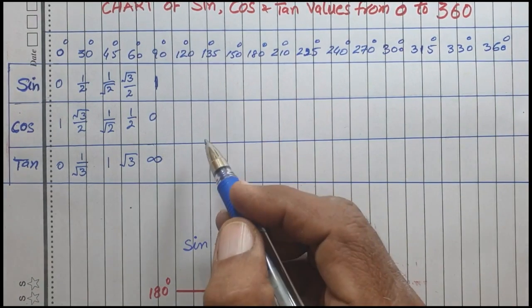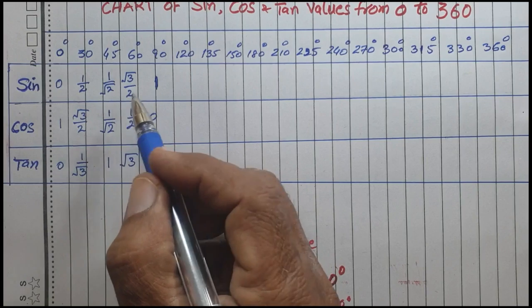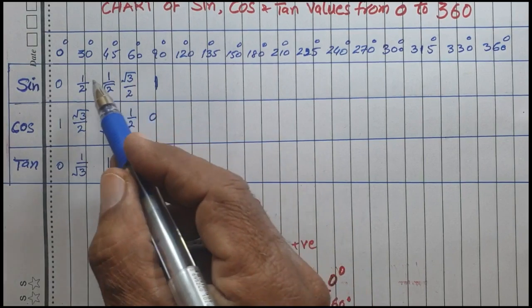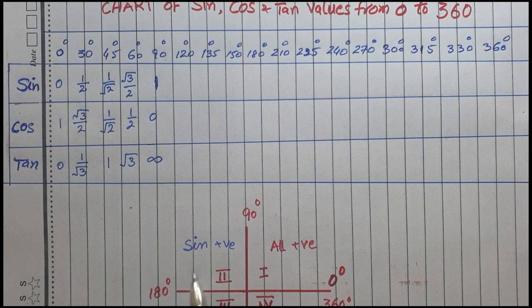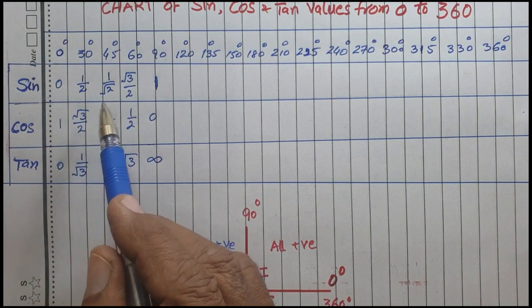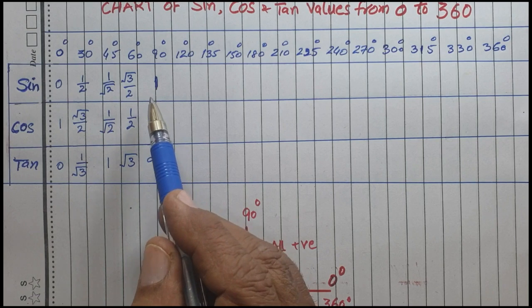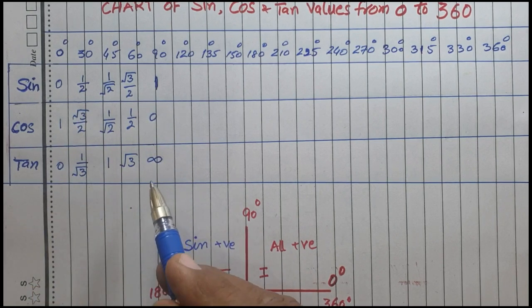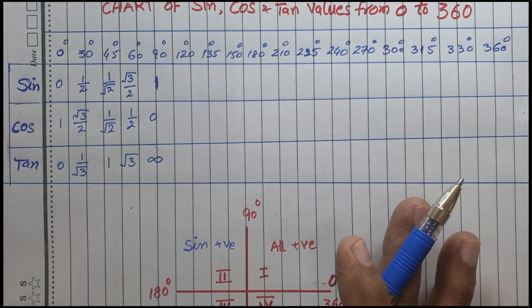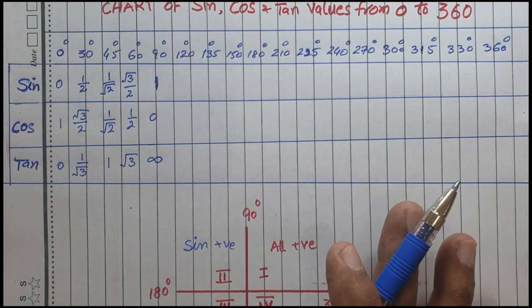The values will remain the same. These 5 values from 0 to 360 degrees: 0, 1 by 2, 1 by under root 2, under root 3 by 2, and 1 for sine and cos, and for tan these values. No other value is there. But there is a trick to find the values.